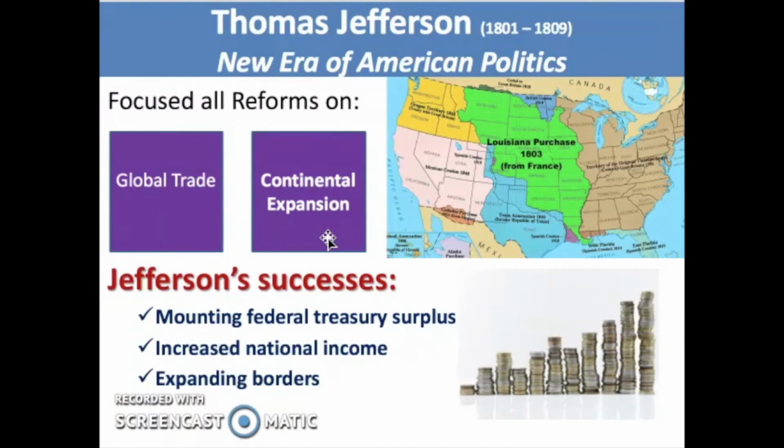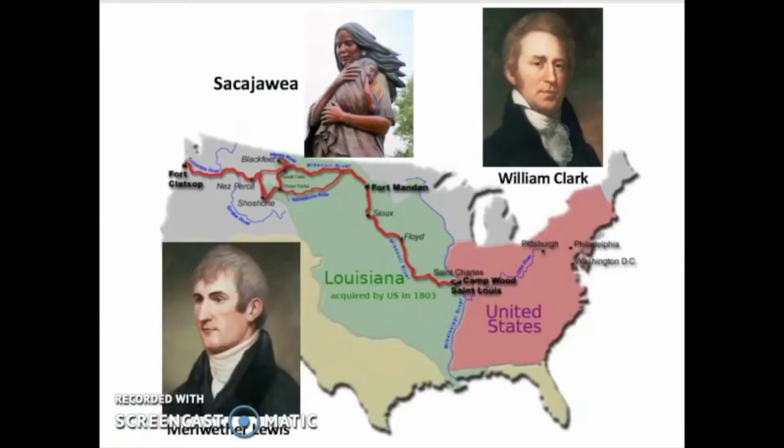He's able to mount a federal treasury surplus, increase national income, and expand the borders, doubling them, and send, as you read about, the famous Meriwether Lewis and William Clark, both clerks to the president himself, out to explore, and see, and make relations with the people in this new territory. Very famously, and an important part of this, is Sacagawea, who goes with them and speaks multiple languages. Her story is depicted in the reading, so please see her important role.